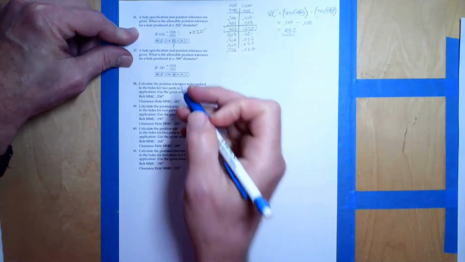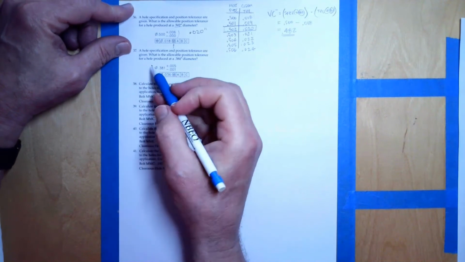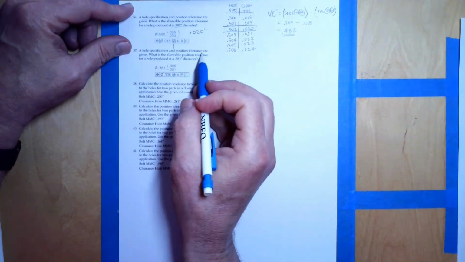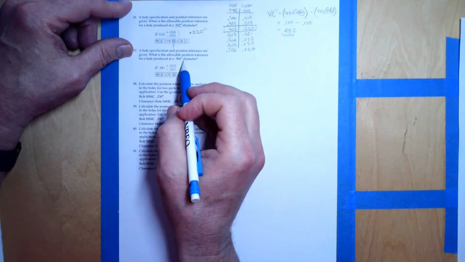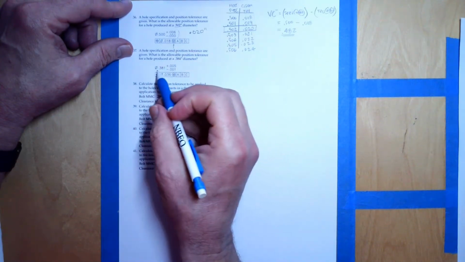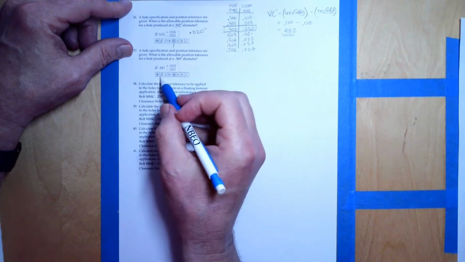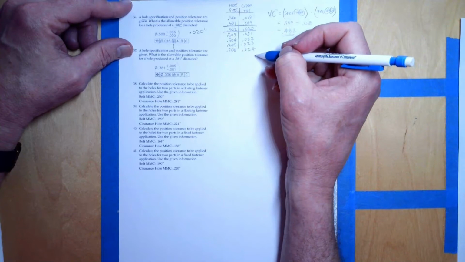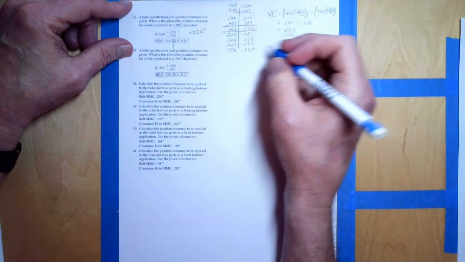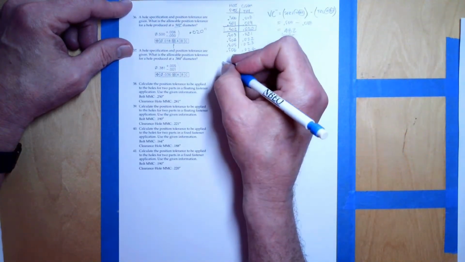Okay. Now let's move on to the next one. A hole specification and positional tolerance are given. What is the allowable positional tolerance for a hole produced at 0.384? All right. And you can see the hole size and then the tolerance. Now, we don't have to do a table again. We could do a table, but we can just do it a little bit easier now.